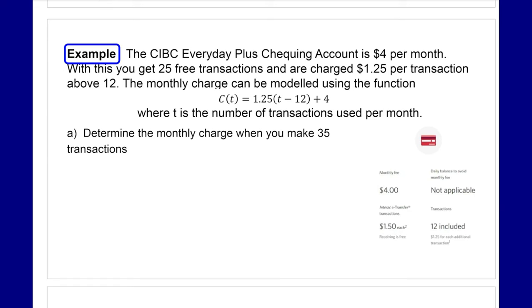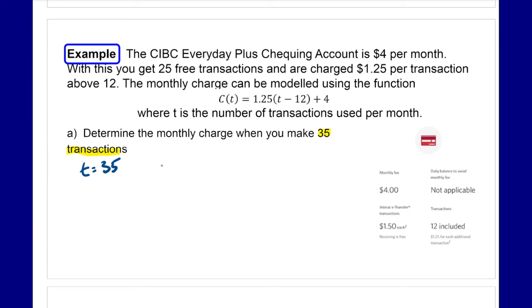With this, you get 25 free transactions and are charged $1.25 per transaction above 12. So basically, you get 12 free charges. The monthly charge can be modeled using the function C at t is equal to 1.25 times t minus 12, plus 4, where t is the number of transactions used per month. So we want to determine the monthly charge when you make 35 transactions. So again, the 35 transactions is just another way of saying that t equals 35.